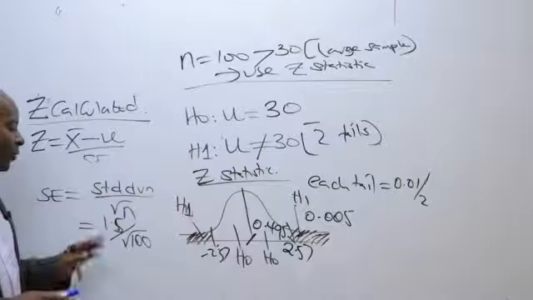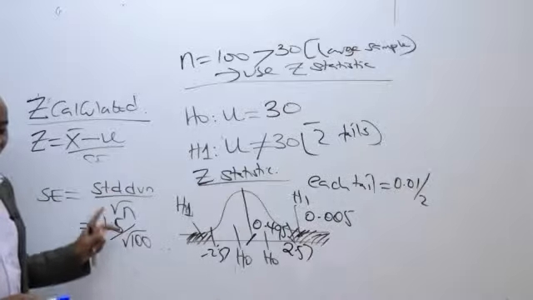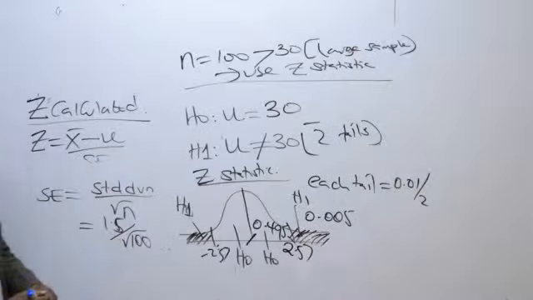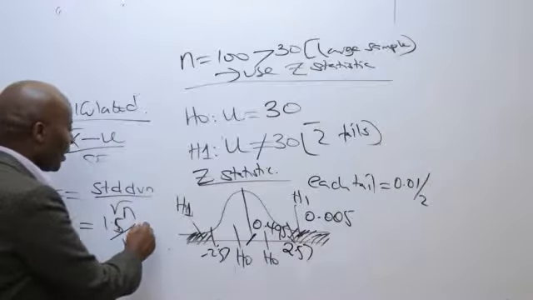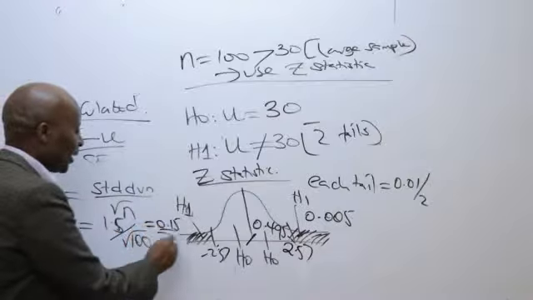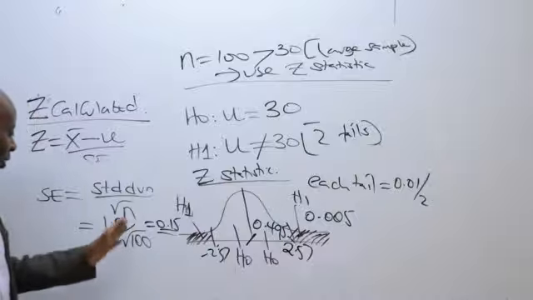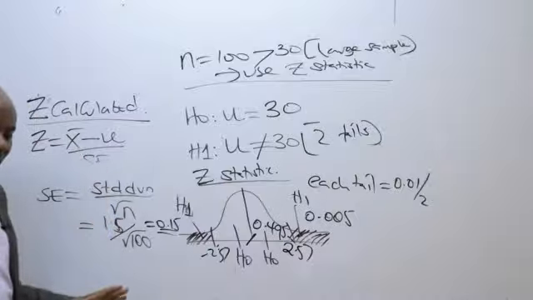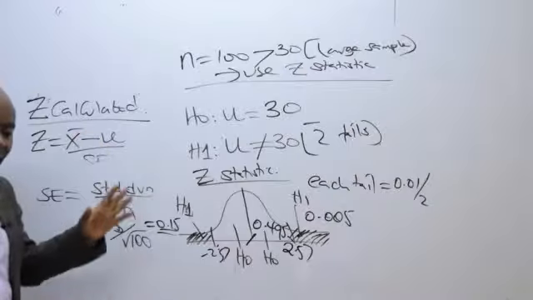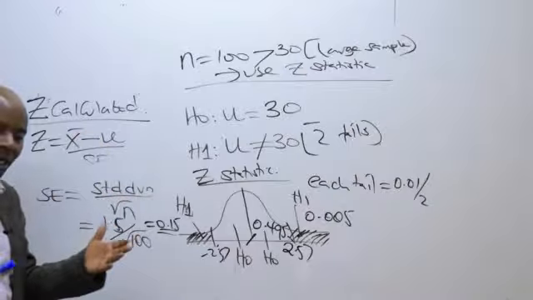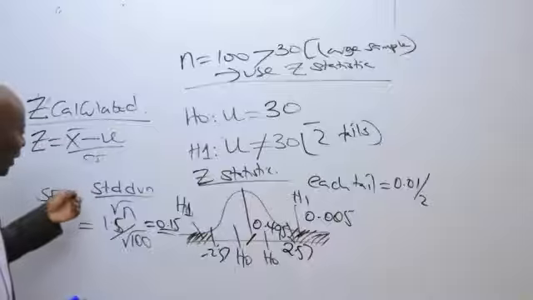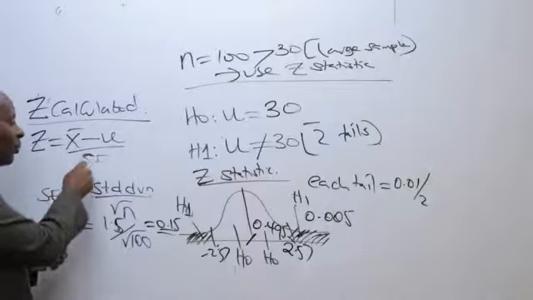So 1.5 divided by 10, thank you very much, Denise. 0.15. That is the correct answer for standard error. Now, having gotten the standard error, I know it's one leading to something different. After I get the standard error, I know where I'm supposed to be using it.